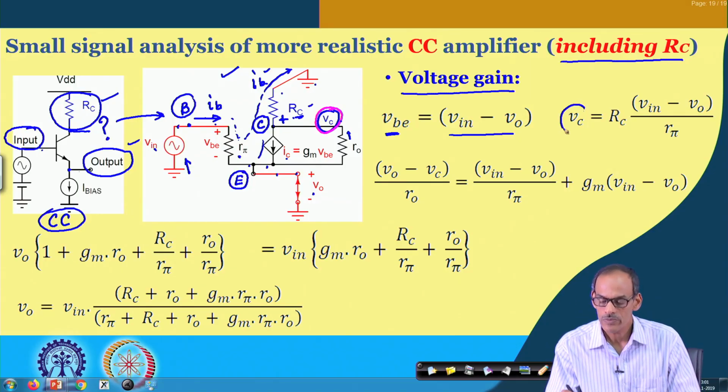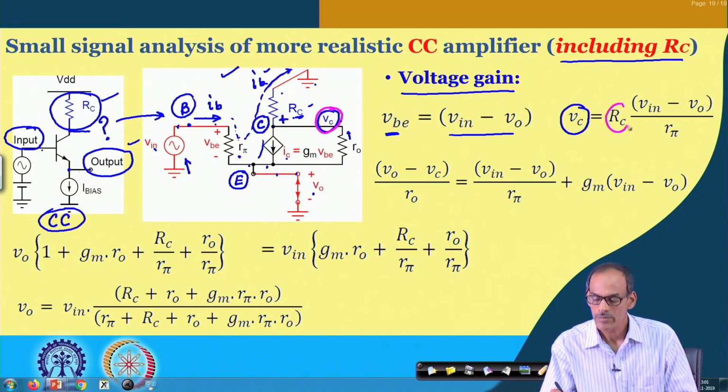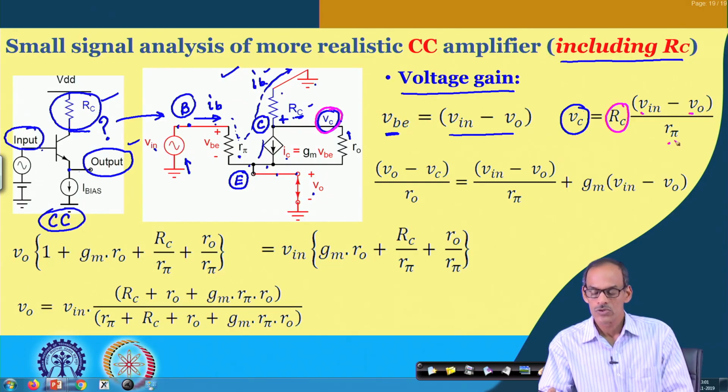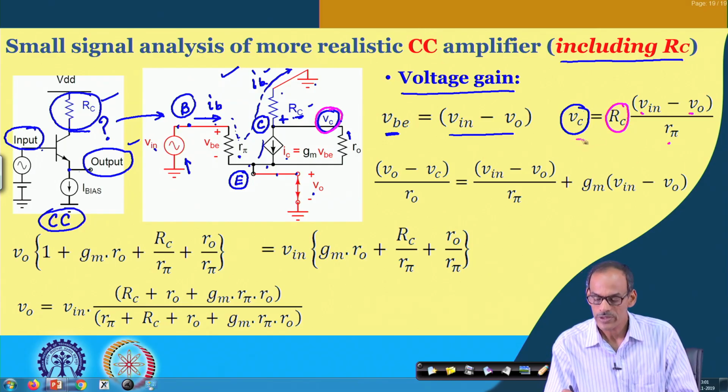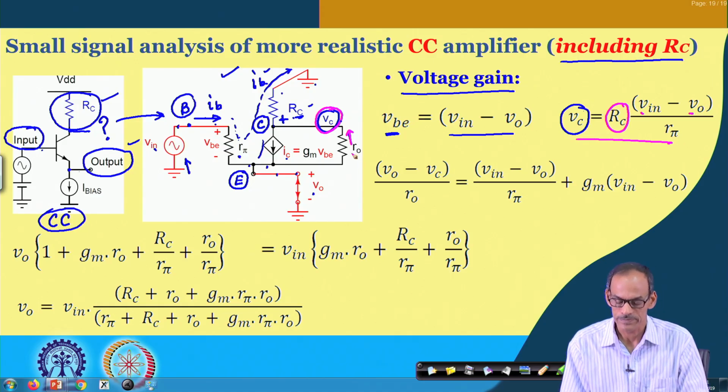So, V C equals R C multiplied by I B, and I B is V in minus V O divided by R pi. This is the important thing, and that directly affects the current flow through this R O.